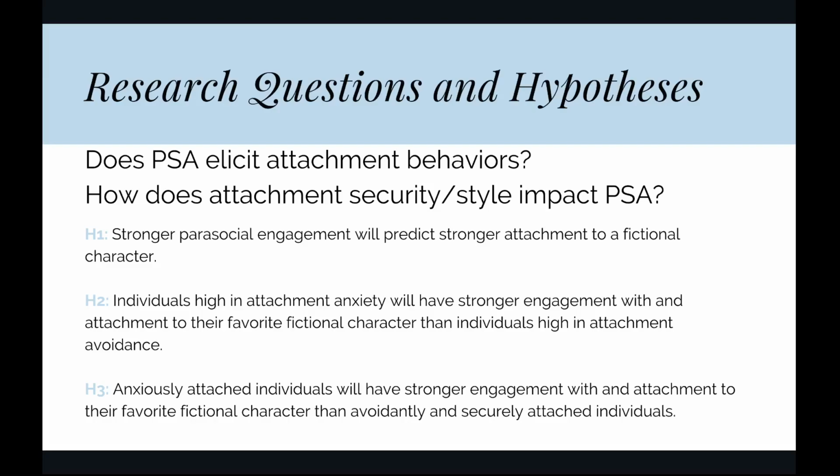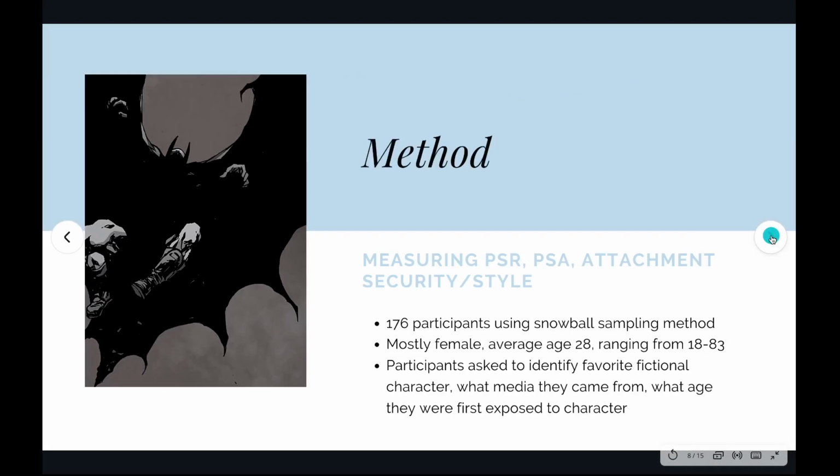I've listed my hypotheses for you, but to sum it up, I hypothesized that yes, parasocial attachment does elicit attachment behaviors, and that parasocial attachment would follow the same pattern as parasocial relationships, with anxious attachment being the most likely and avoidant attachment being the least likely to form parasocial attachments. For study 1, I measured parasocial relationships and attachment style. I had 176 participants that were recruited using snowball sampling, which means participants shared the survey link with anyone they thought would be interested in the study.